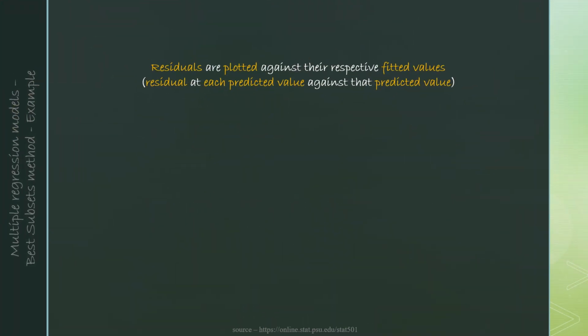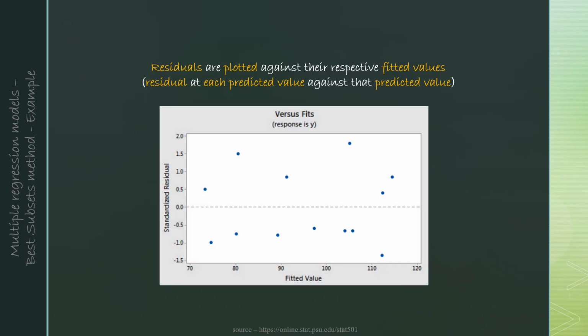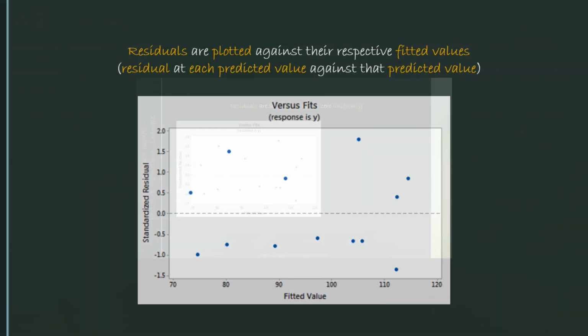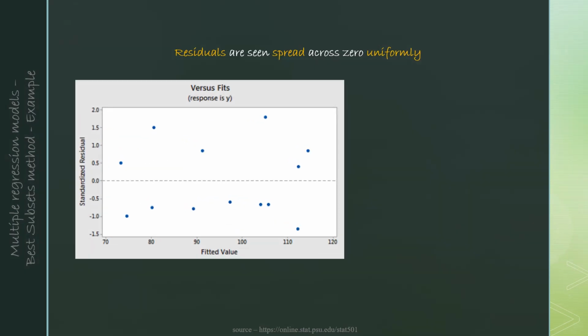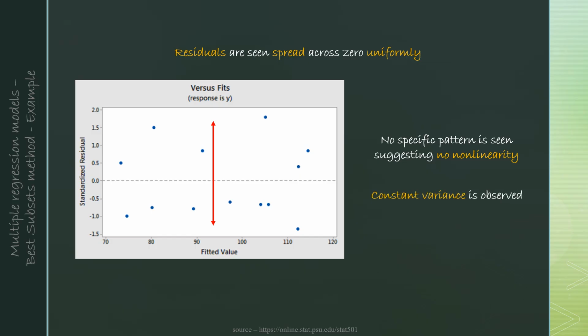Residuals are plotted against their respective fitted values. That is, the residual at each predicted value is plotted against that predicted value. Residuals are seen spread across 0 uniformly. No specific pattern is seen, suggesting no nonlinearity. Constant variance is observed, in other words, no increasing or decreasing variance, for example, which suggests the fit is good, confirming a linear relationship between the predictors and the response.